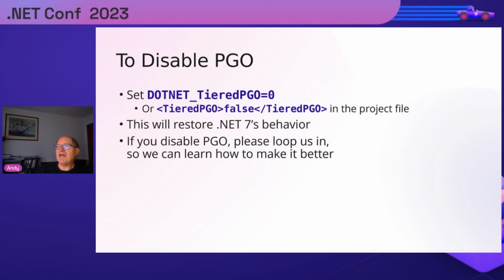Now, if you end up having to disable PGO for some reason, you can either do it with an environment variable, or you can do it with a project setting, or you can do it in the runtime config. That will basically put the runtime back to the way that it behaved in .NET 7. If you end up doing this for whatever reason, please let us know so we can figure out what led you to do this and how we can make things better. You can open an issue with us on GitHub or get a hold of us any way that makes sense to you, because we really do want to see cases where it doesn't meet your expectations and we can do better.